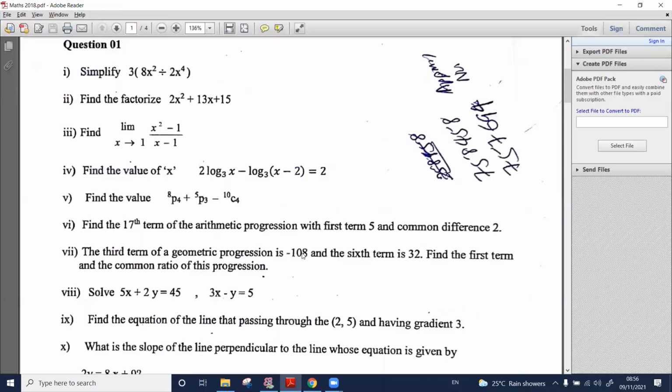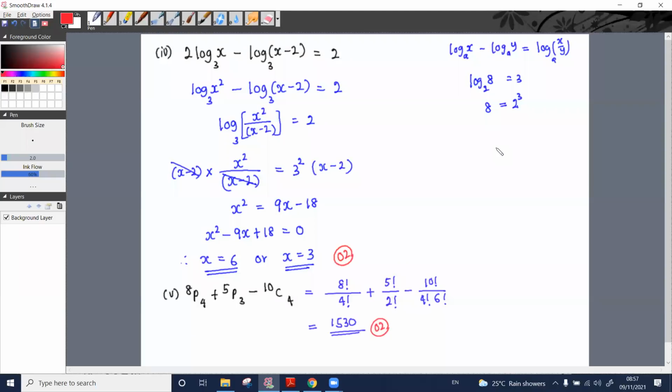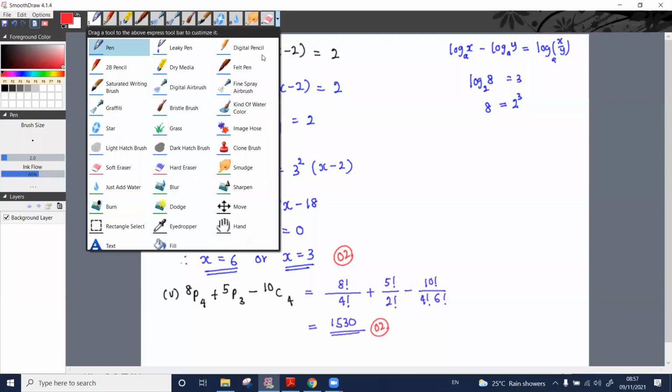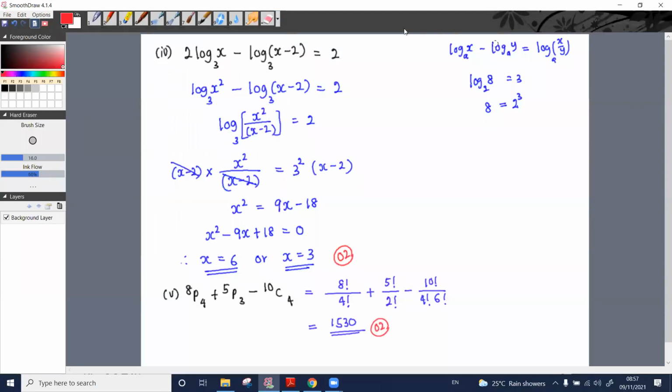Part 6. Find the 17th term of the arithmetic progression with first term 5 and common difference 2. We need to find the 17th term.